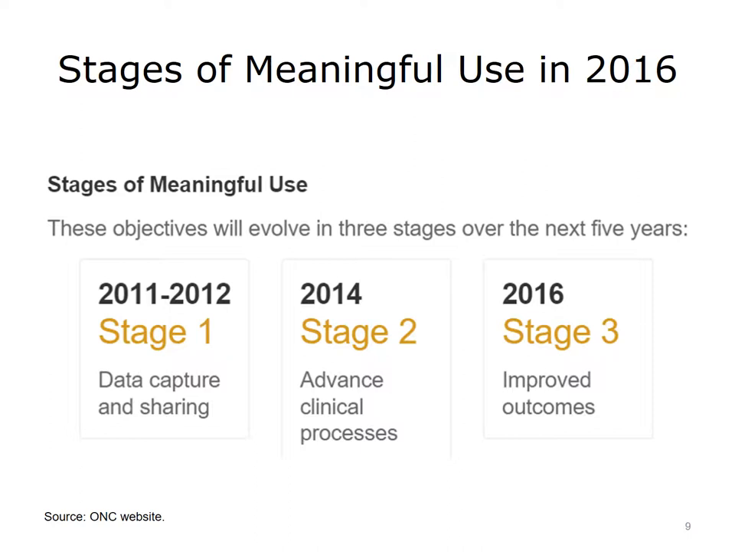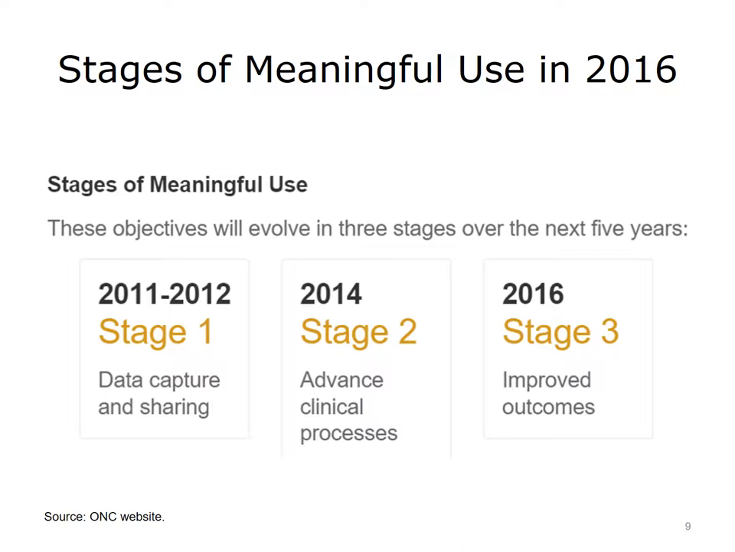Meaningful use criteria has been released in three stages. Stage 1, 2011 to 2012 criteria, are directed toward capturing and sharing data. The objective of Stage 2 criteria, 2014, is to advance healthcare processes with decision support. And in Stage 3, 2016 and beyond, meaningful use criteria will be targeted at improving outcomes. Stage 1 criteria address the priority of improving quality, safety, efficiency, and equity of healthcare.